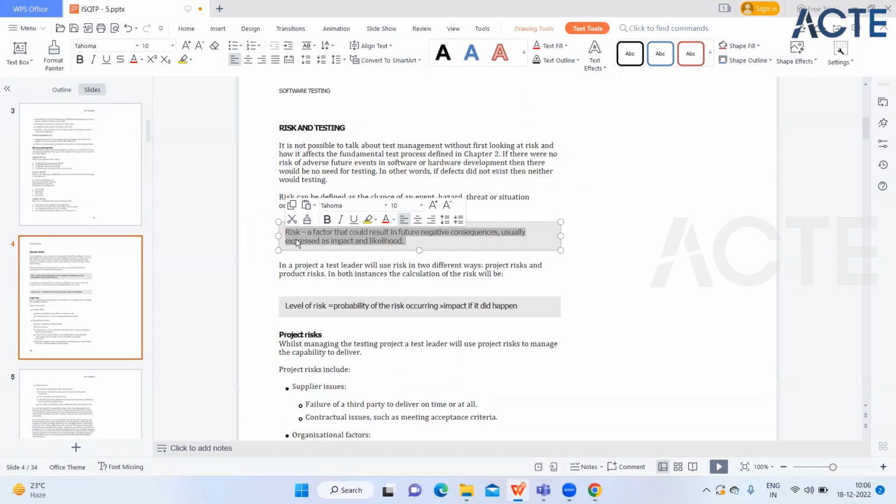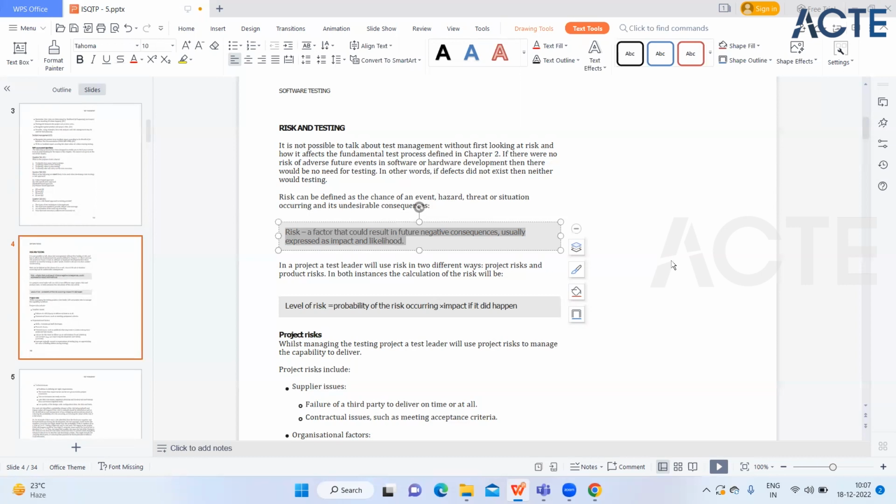You have to learn this line: a factor that could result in future negative consequences, usually expressed as impact and likelihood. So they are saying risk is a factor that could result in future negative consequences, usually expressed as impact and likelihood. We all know what risk is in our own terms, but for ISTQB, you have to remember this kind of line because you will get this kind of wording straightforward, and you have to choose the perfect option.